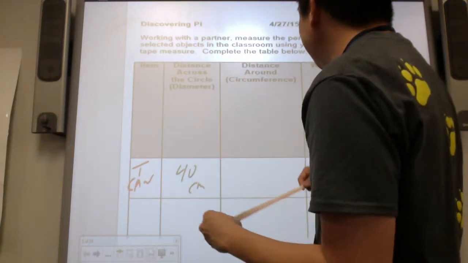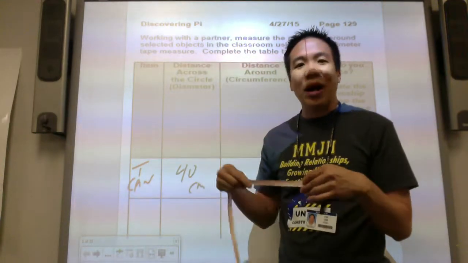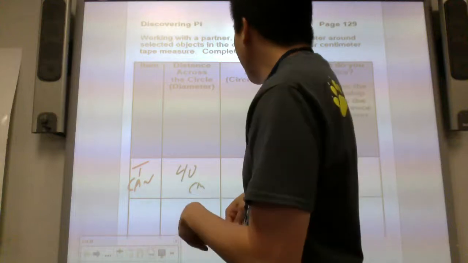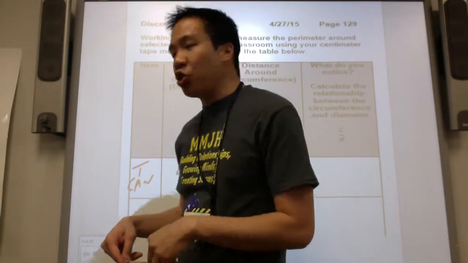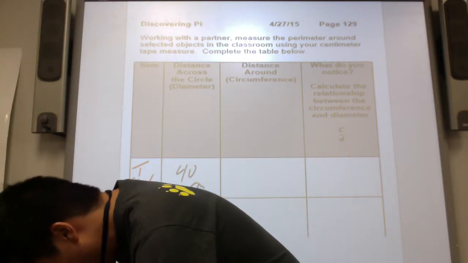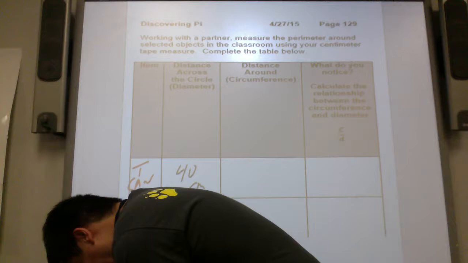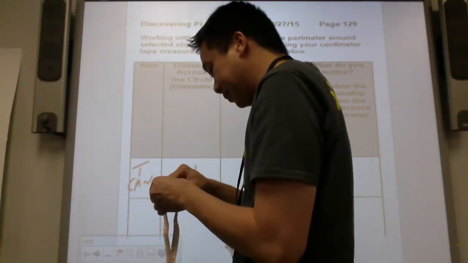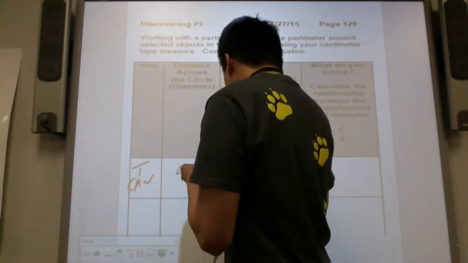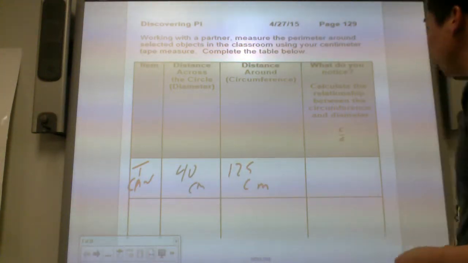Now, distance around. The perimeter means the distance around an object. So I'm going to measure the distance around this circle. That word is called circumference. Circumference means the distance around a circle. So I measure around it, and I come up with exactly 125 centimeters. So, what do you notice?